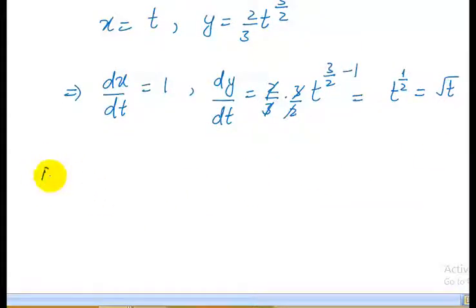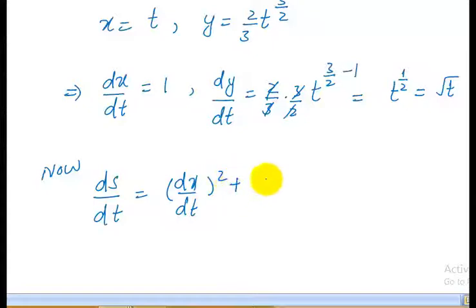Now ds upon dt is equal to dx upon dt whole square plus dy upon dt whole square, under the root.